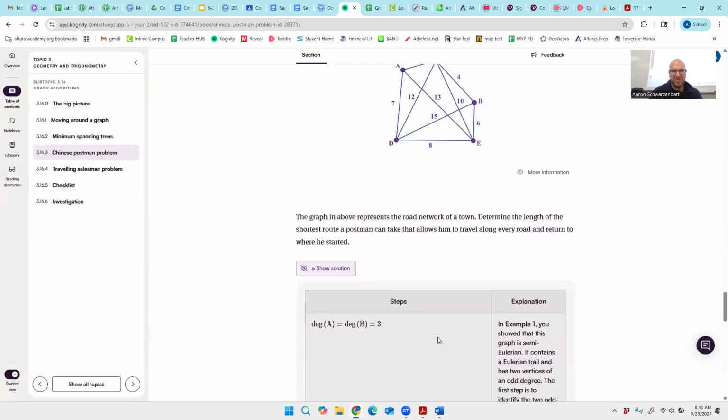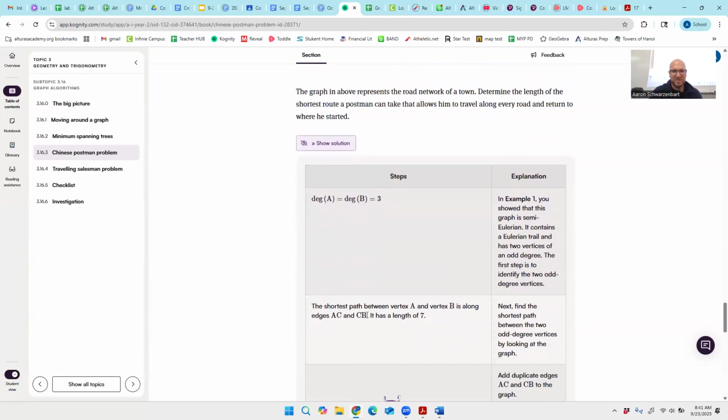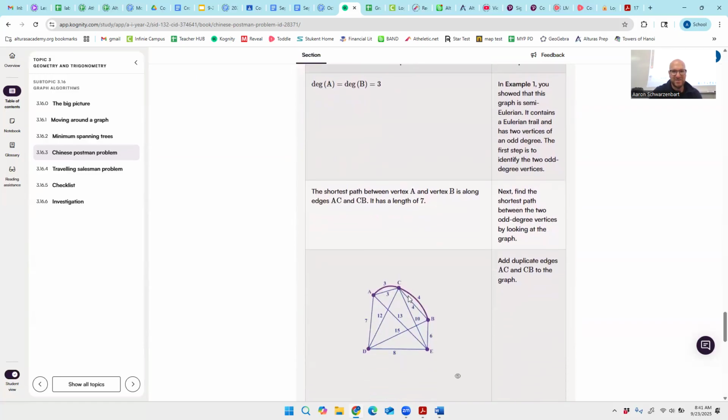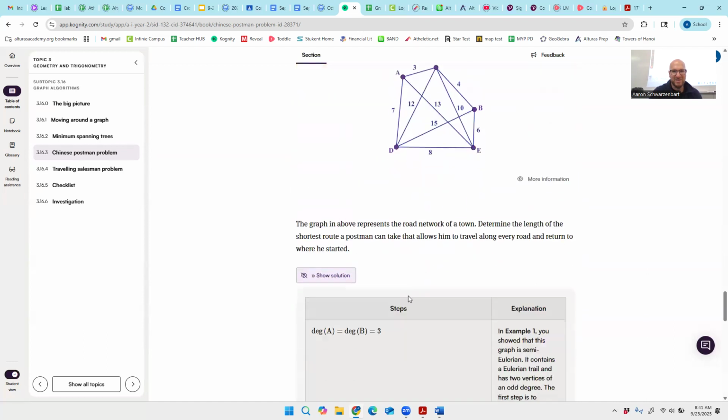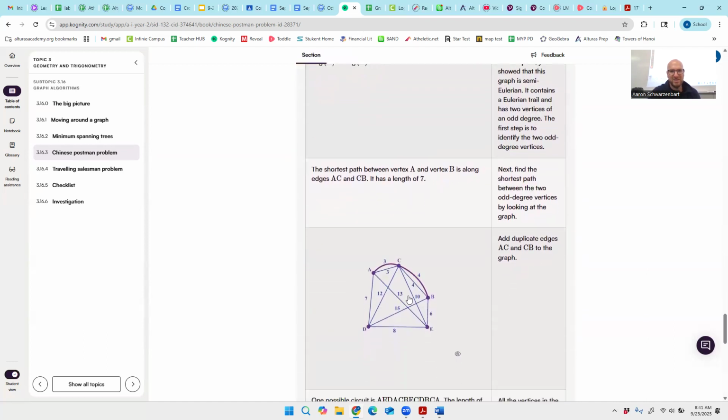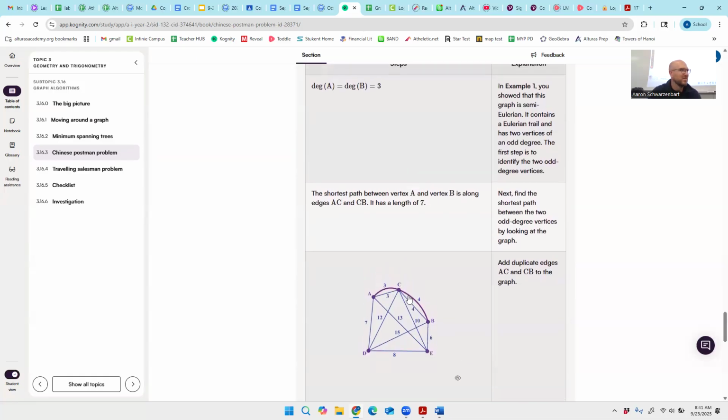Degree A and B are 3, those are your odd degrees. The shortest path between A and B is along edges via vertex C. It has length 7. So this one becomes a little more challenging. It's very easy to get every edge, right? But then if we started at A, we need to get back to A. That makes sense?